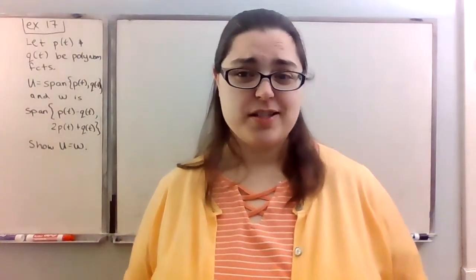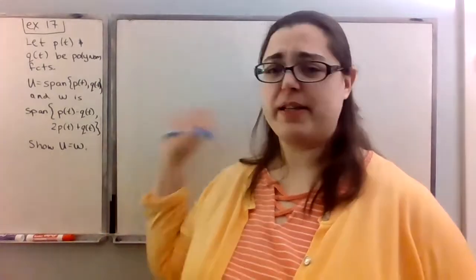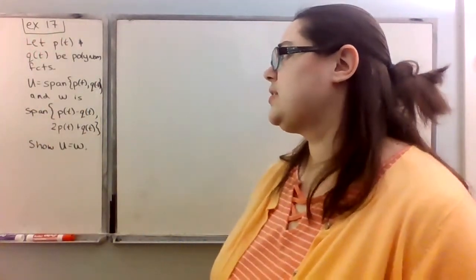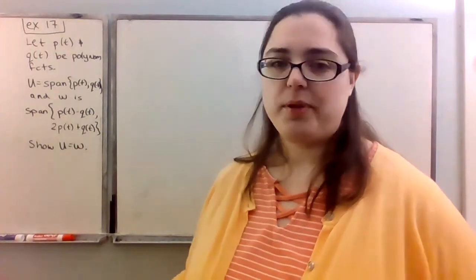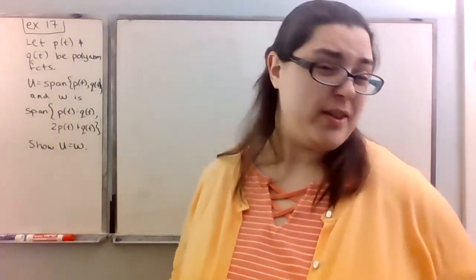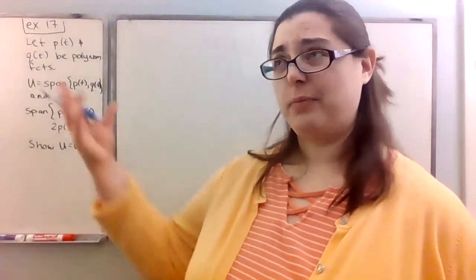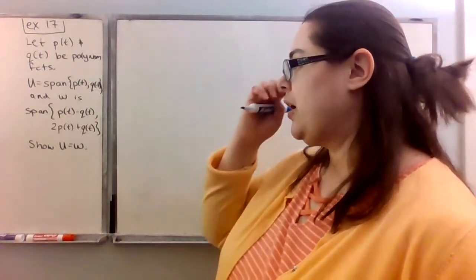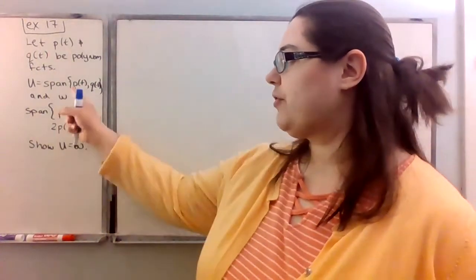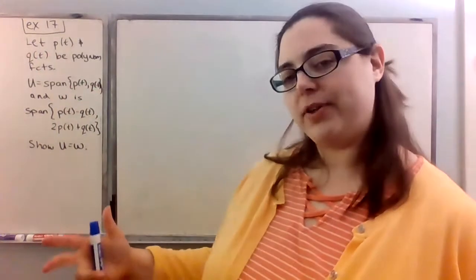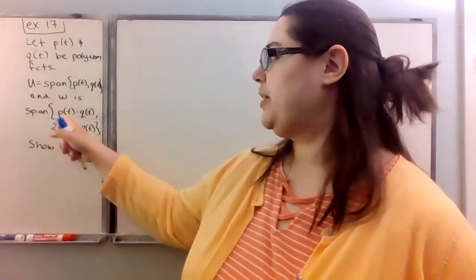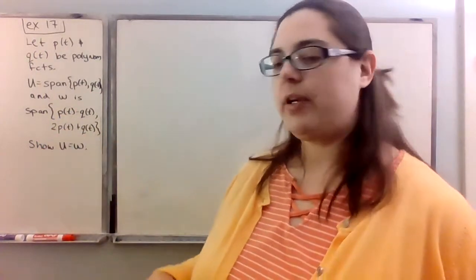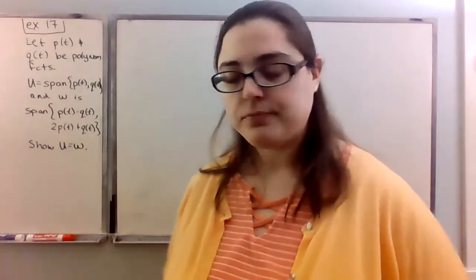All right, folks, so here's our example. I wrote it over here so we would have a lot of space to work through this problem. This is example 17, and we're going to start out by letting P and Q be polynomial functions. We don't know what their degree is, so these live in P sub n for some n, whatever their degrees are. U is going to be the span of those two polynomials, and W is going to be the span of P minus Q and 2P plus Q. And we need to show that U is equal to W.